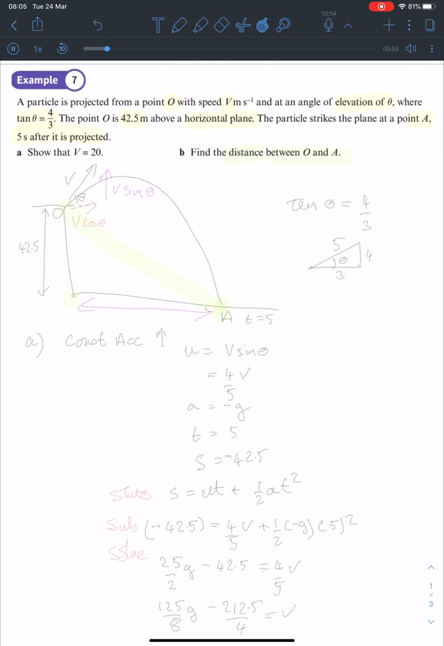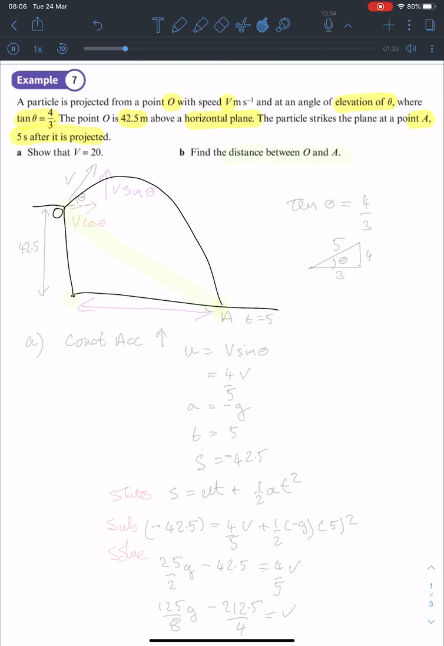First of all, if we lift out the key information, we've got a particle projected from a point O with speed v at an angle of elevation theta, so that's the angle above the horizontal, where tan theta equals 4/3. O, the point of projection, is 42.5 meters above a horizontal plane, and it strikes the plane at point A 5 seconds after it's projected. So if we lift that out and put it on a diagram, we're going to have something like that.